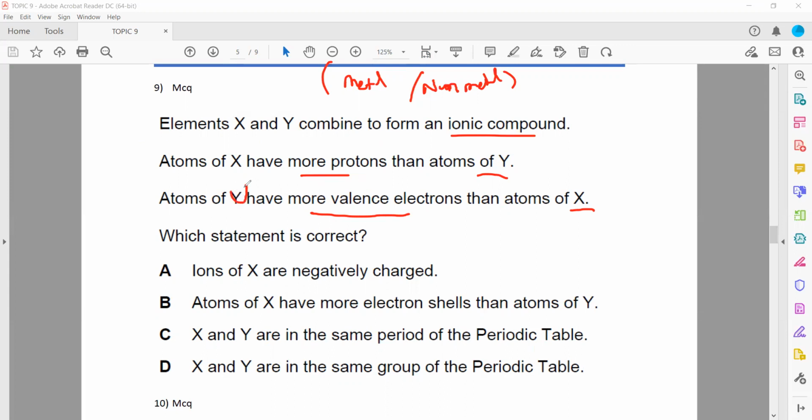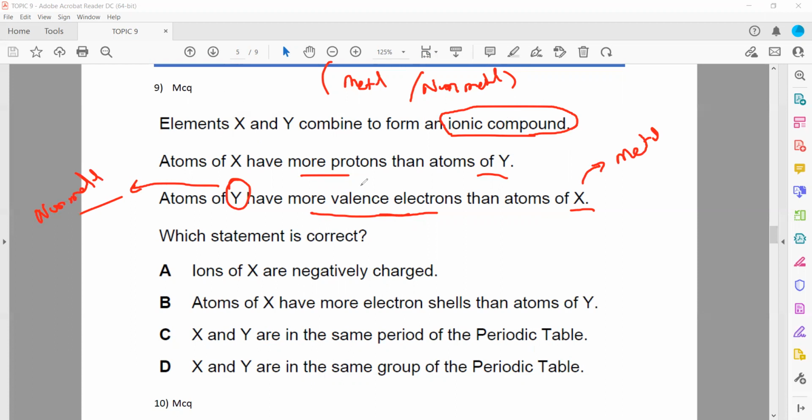So Y has more valence shell electrons, more electrons in the last shell. It means Y is likely to be a non-metal. And if Y is a non-metal, what should X be? X should be a metal. Why do we say X should be a metal? Because they are forming an ionic compound. An ionic compound can only be formed when a metal combines with a non-metal. So if one of the elements is identified as a non-metal, the other one obviously should be a metal.